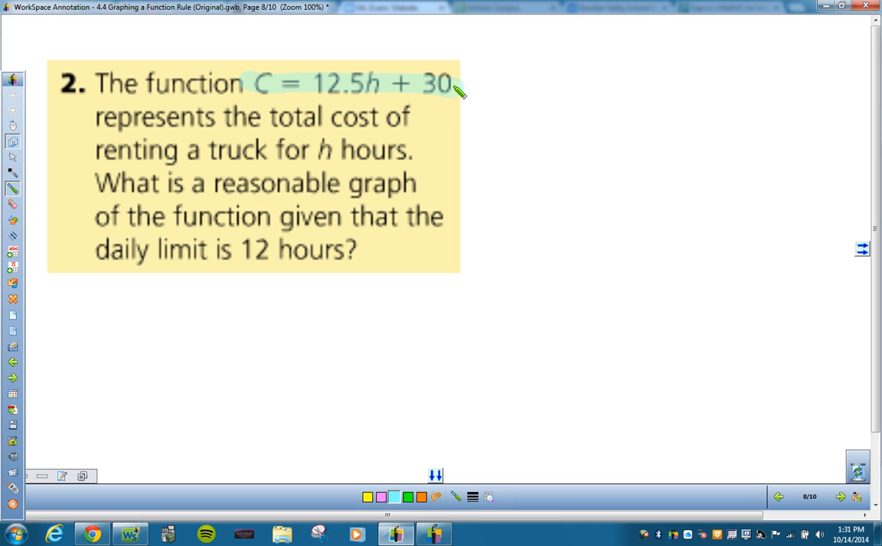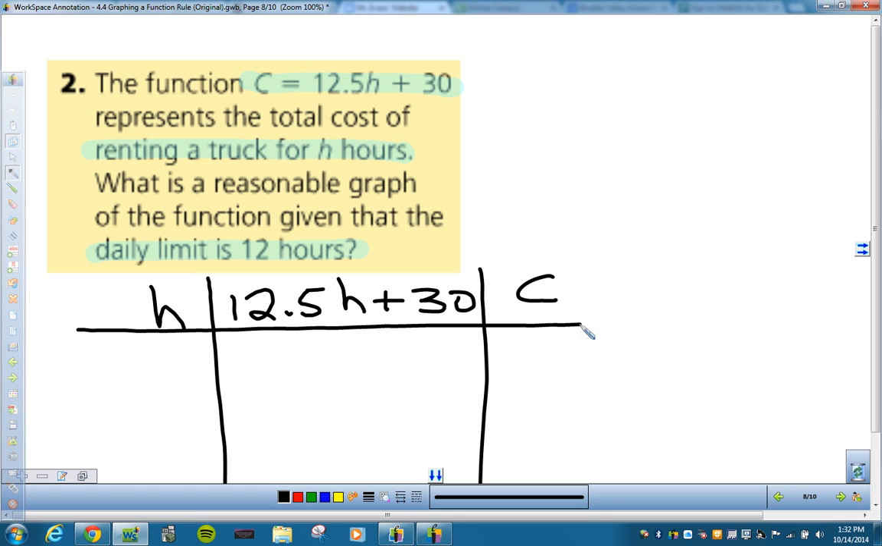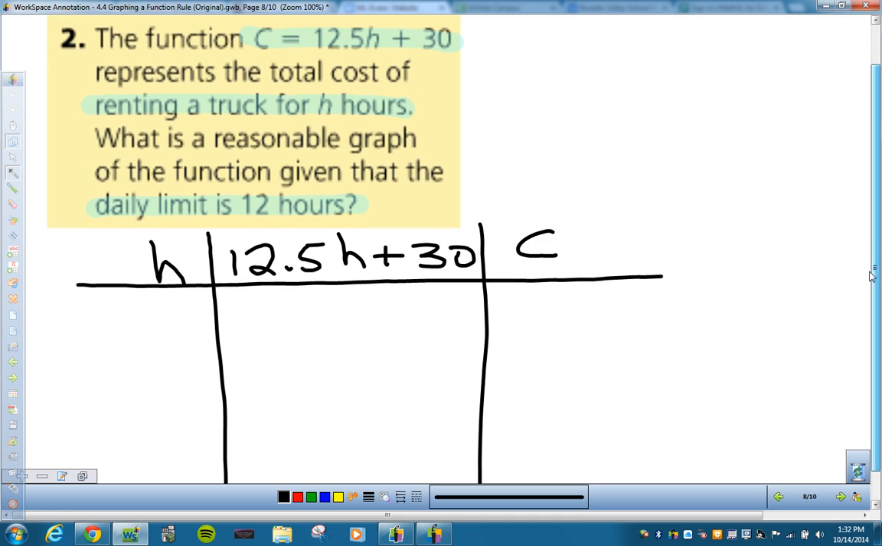Okay, you want to write this function down? Write that function down. We're renting a truck 8 hours. That's also important. And we want to draw a reasonable graph of the function, given that the daily limit is 12 hours. So I'd write that key information down, and then we're going to make, in this case, it's not an XY table, because we're using 8 per hour. And then we have the cost over here. So we're going to graph a couple of points to figure out what this graph's going to look like.